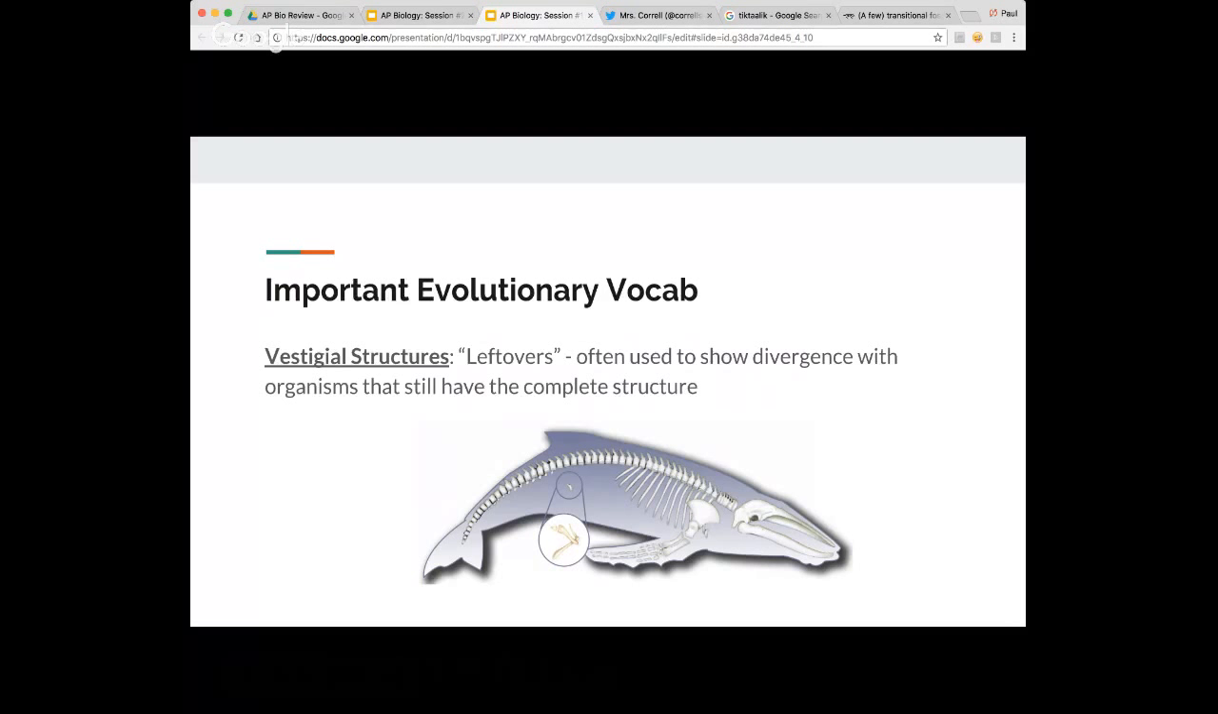I mean, it's a mammal. We know it's a mammal. It's not a fish. It's not a shark. But it has these flippers which seem red herring-ish until you see these hip bones. So, and a lot of other things.